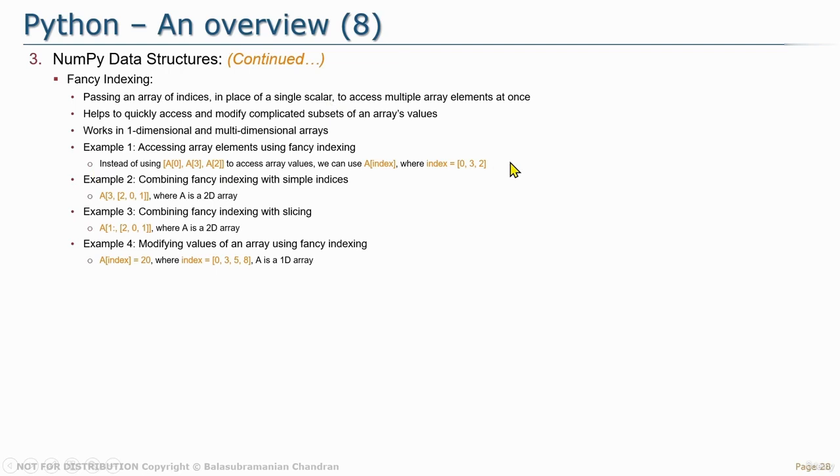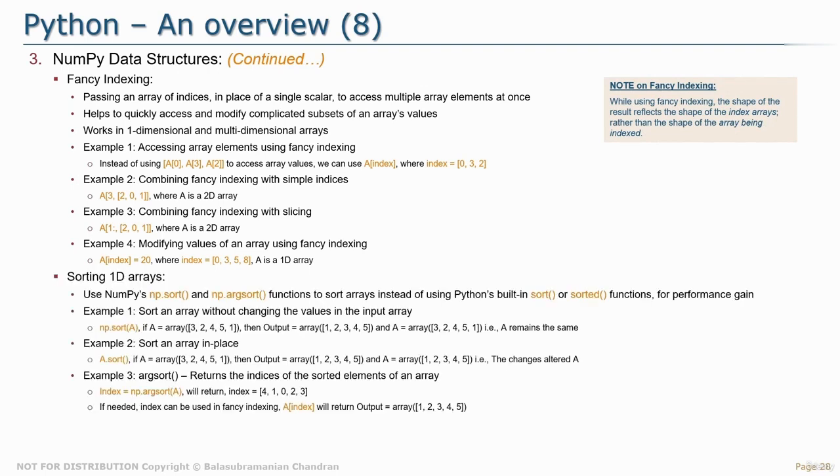Example 2. Combining fancy indexing with the simple indices like this. Example 3. Combining fancy indexing with slicing like this. Example 4. Modifying values of an array using fancy indexing like this. While using fancy indexing, the shape of the result reflects the shape of the index arrays rather than the shape of the array being indexed.